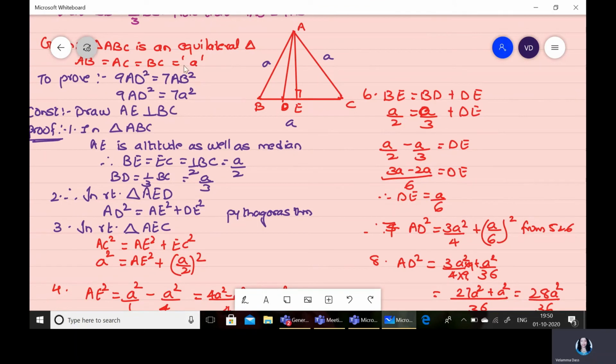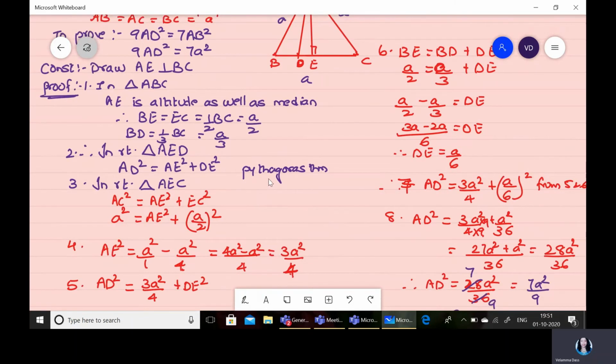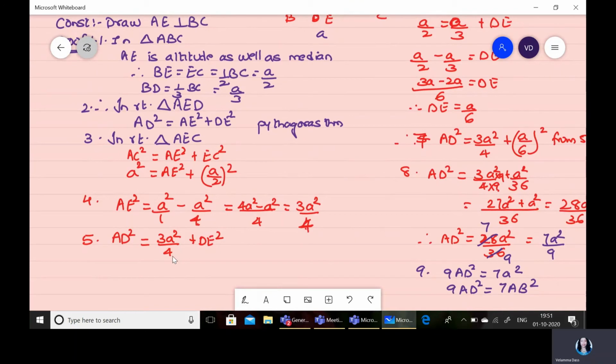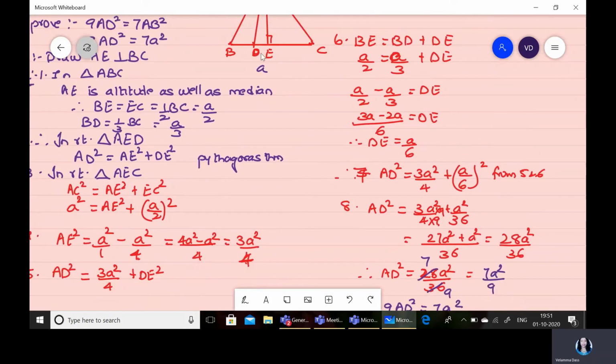Here we are just using the property of the equilateral triangle, the fact that AD, the altitude and the median are the same, and we are using Pythagoras theorem. So considering the LHS, we took the first right angle triangle and tried to manipulate the RHS, putting everything in terms of A. So I got AD square equal to 3A square upon 4 plus DE square. Then DE we also have to replace in terms of A. D is a part of BE, so using that, we got A upon 6. By substituting and simplifying, we got this.